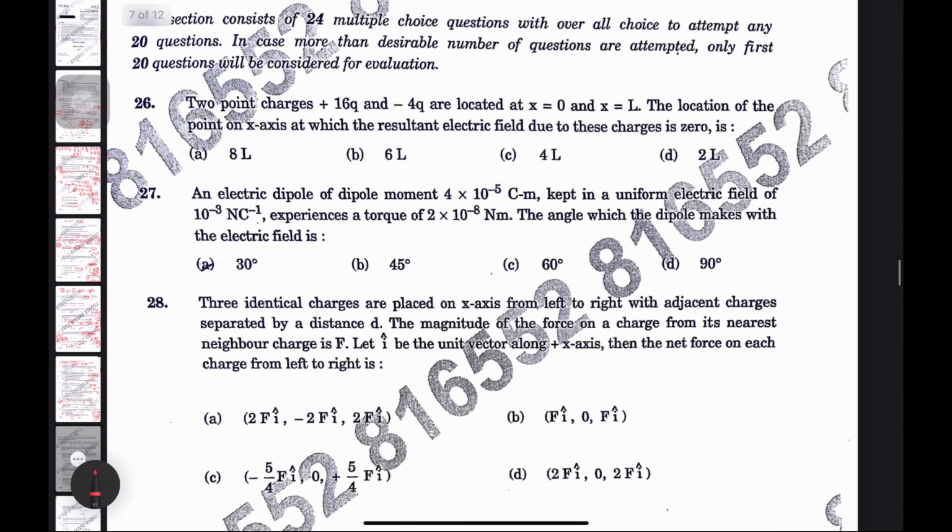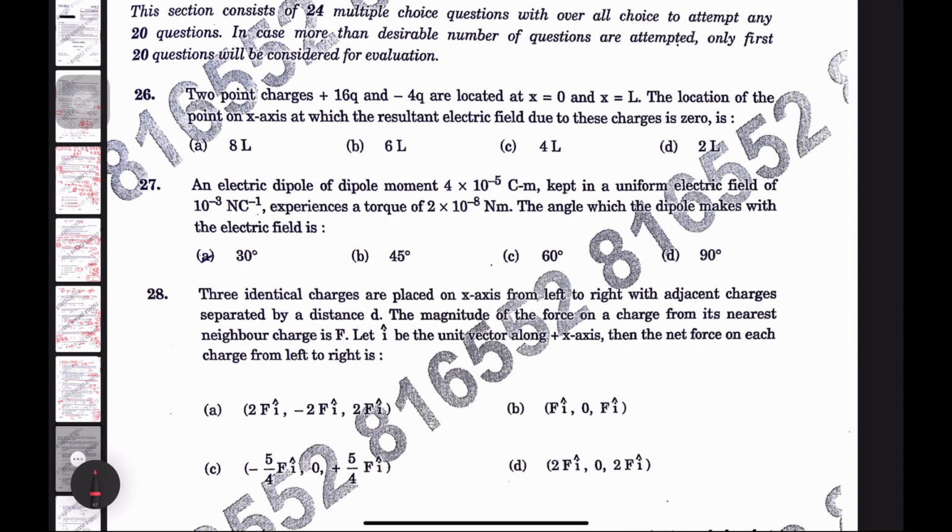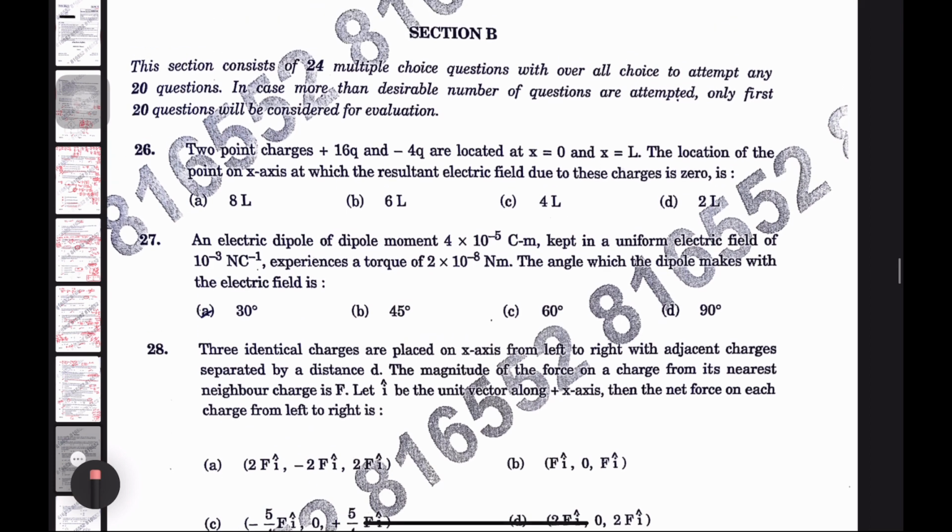Now in the section B, we are having questions from 26. And the question number 26 is: two point charges plus 16q and minus 4q are located at x is equal to 0 and x is equal to L. The location of the point on x-axis at which the resultant electric field due to these charges is 0 is. So we have to find at which point we are having resultant electric field equal to 0.